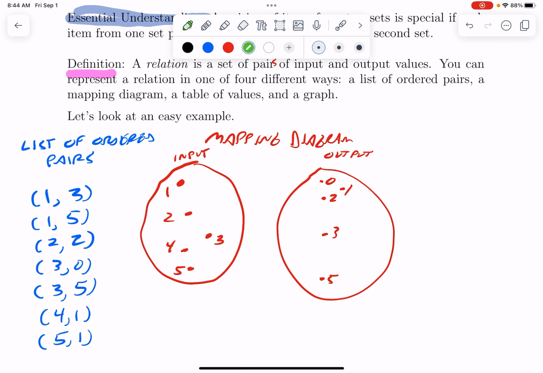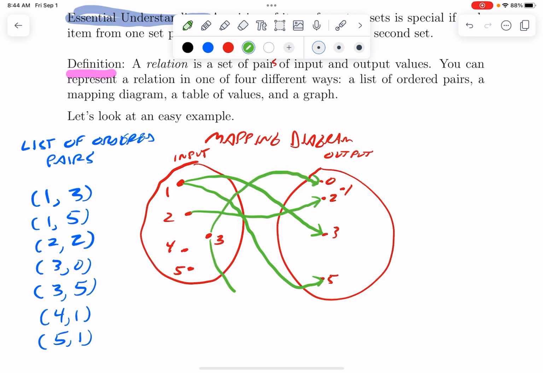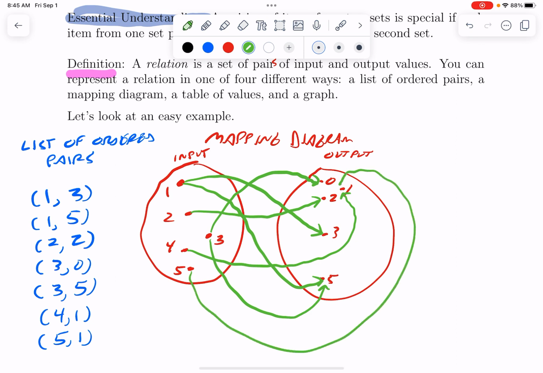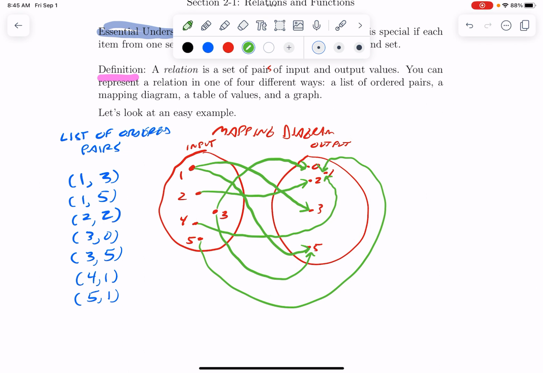And then I can just show what input goes to what output. 1 goes to 3, I map that like so. And I use the arrow to indicate I'm going from input to output. 1 also goes to 5. 2 goes to 2. 3 goes to 0. 3 also goes to 5. 4 goes to 1. And 5 goes to 1. This diagram is a little bit confusing looking, but if you look at one arrow at a time, you do understand what's the input and what's the output.